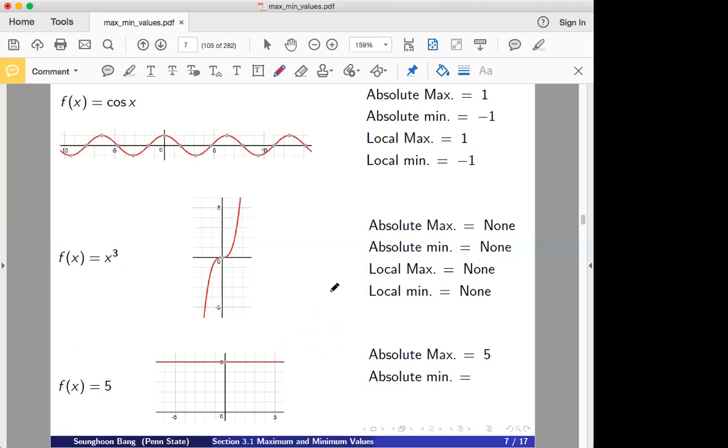What's the absolute minimum? Yes, 5 again. What's the definition of absolute minimum? Same. F of c is less than or equal to f of x. F of c is the absolute minimum. So what's f of c? 5. What's f of x? 5. Yes, it satisfies the inequality. Local maximum, 5. Local minimum, 5. Same reason. So this is always 5.